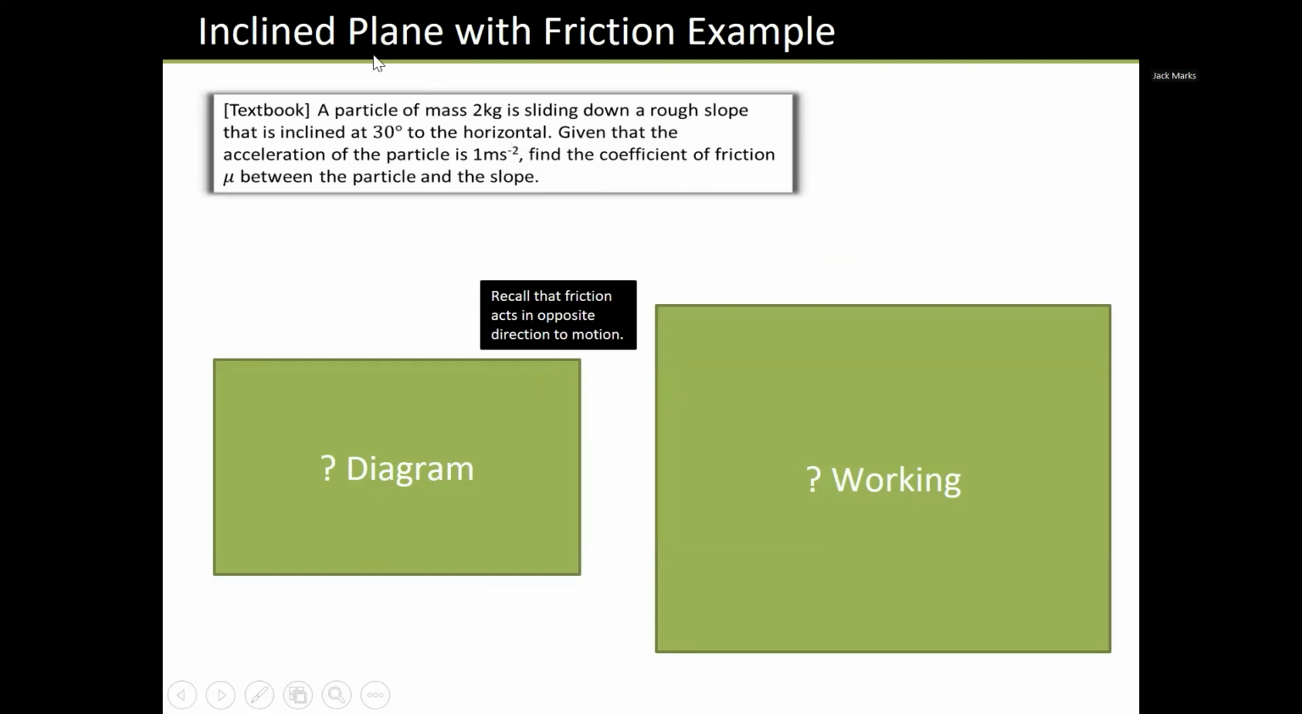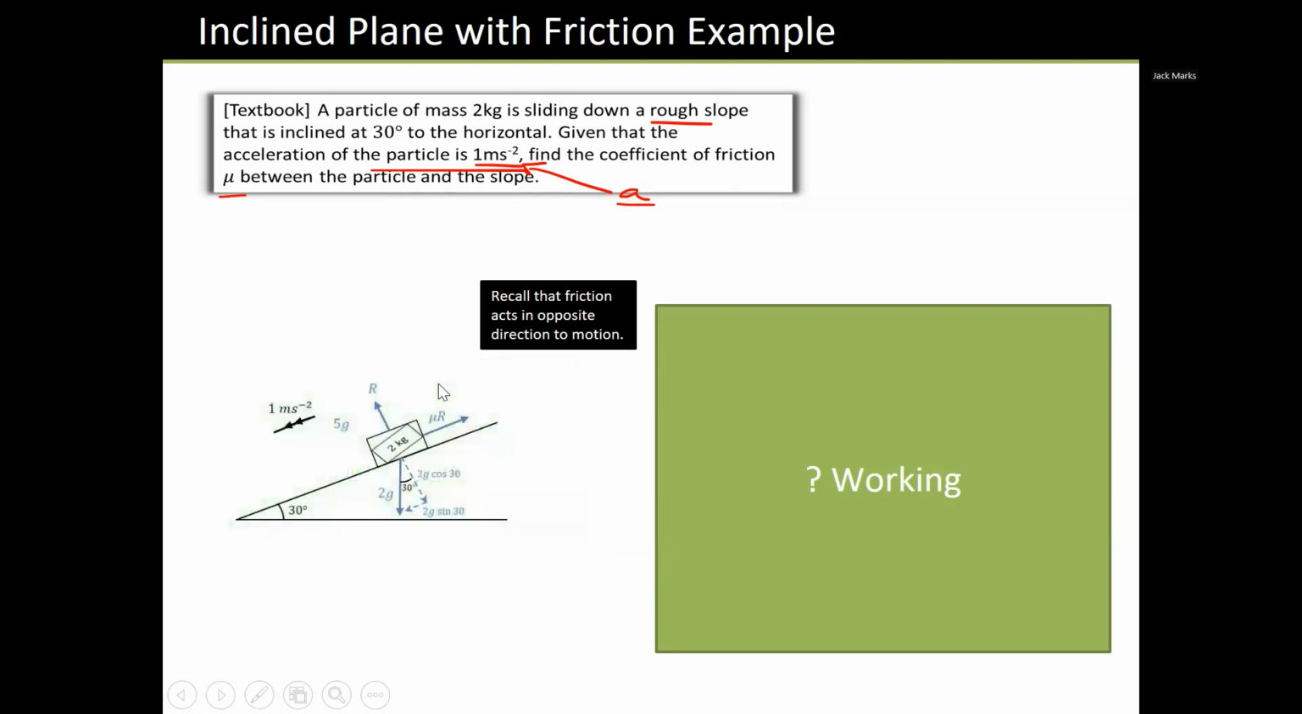Next question. So we've got an inclined plane now. A particle of mass 2 kilograms is sliding down a rough slope at 30 degrees to the horizontal. Given that the acceleration is this, find the coefficient of friction. So we're going to go backwards in this question. Best thing to do to start with is draw the plane, draw the particle, draw all of the forces, and just work from there. So hopefully this diagram is within reach.